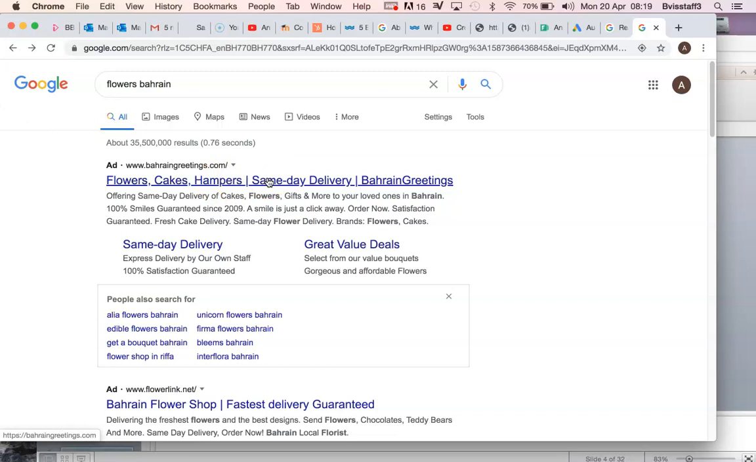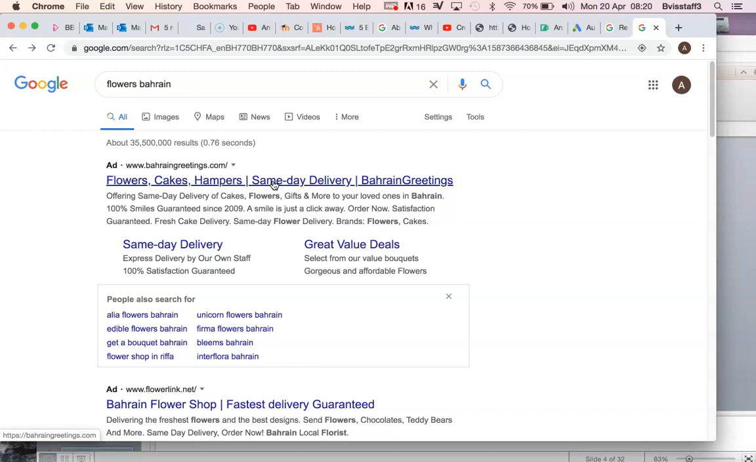And that is indeed how Google makes most of its money. Well, who am I to say how they make most of their money? But that is their business model, shall we say. So every time I click on this link, this is costing BahrainGreetings.com, I would say roughly probably 500 fills or $1 or 1.08 euro or whatever the exchange rate is.